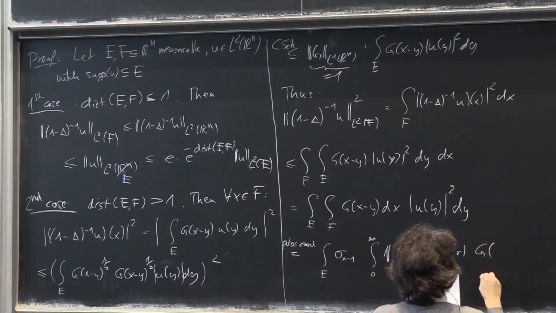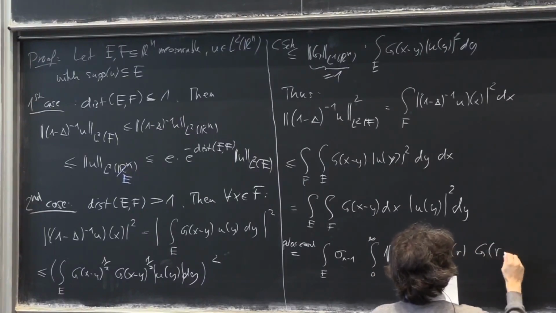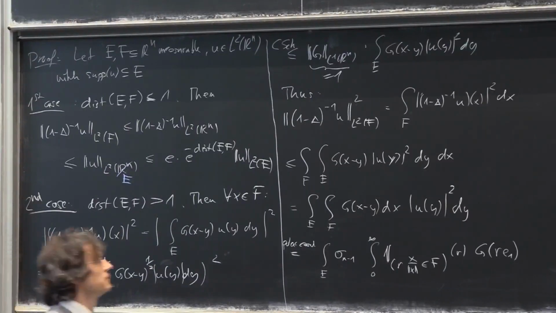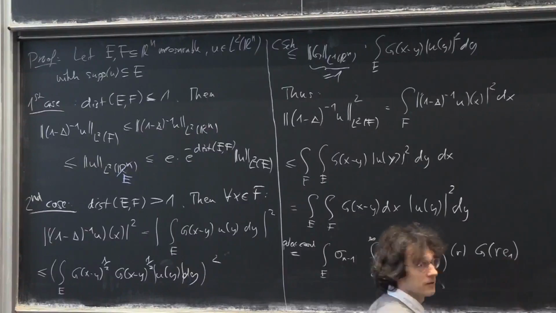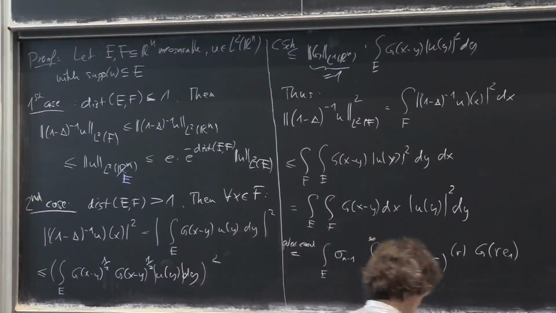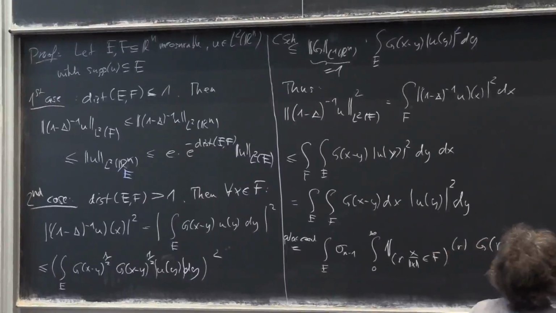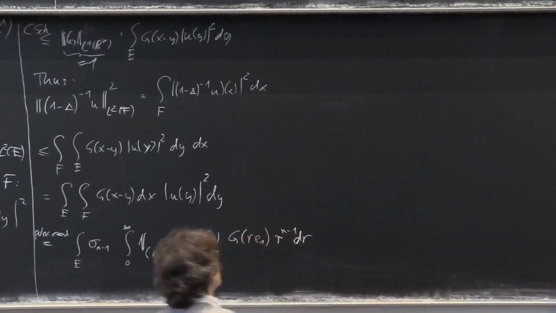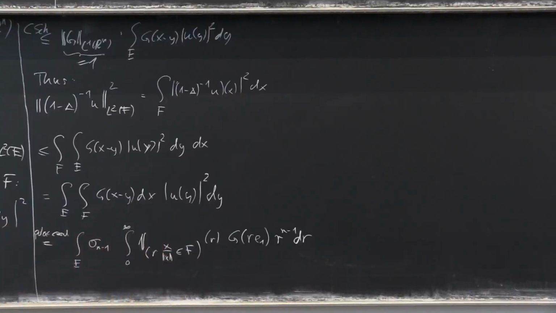And then there is g on the sphere with radius r, so I just take the point r times e1. e1 is the first unit basis vector, just to have one point on the sphere with radius r. The function is radially symmetric, so it doesn't matter which one I take. And then there is the determinant of the substitution to polar coordinates, r to the n minus 1 dr. Okay.